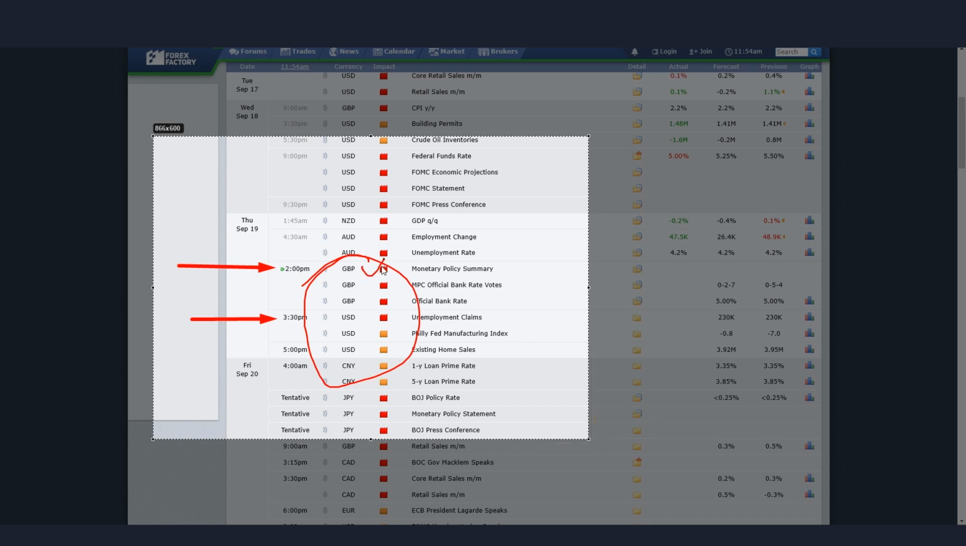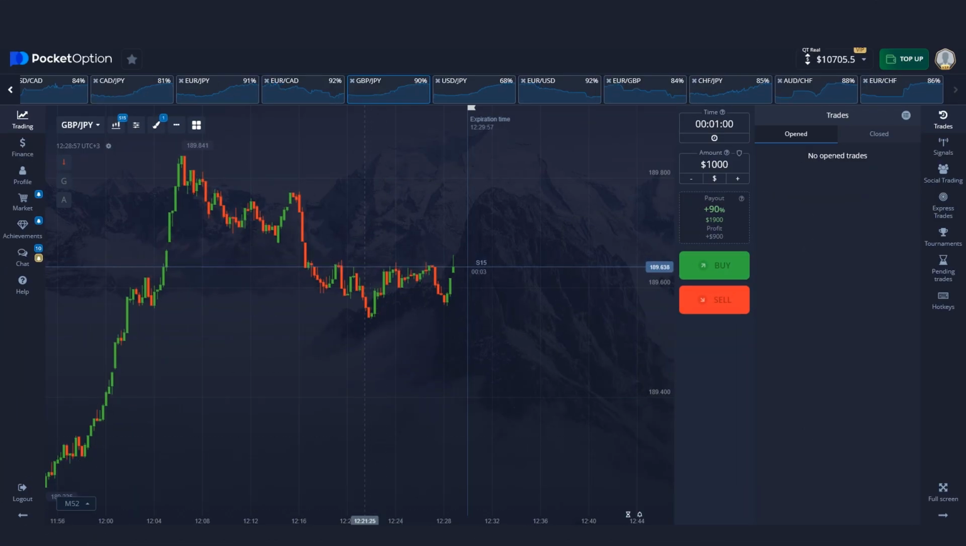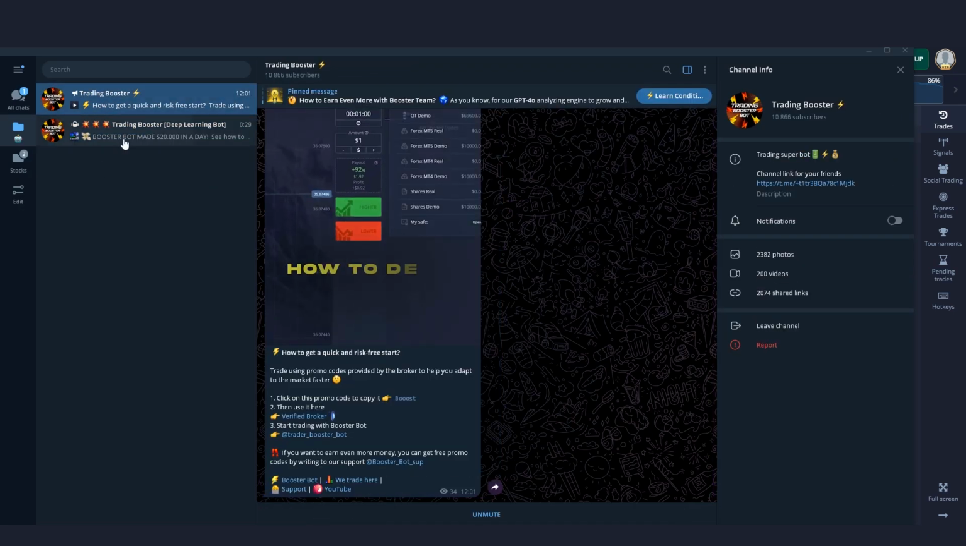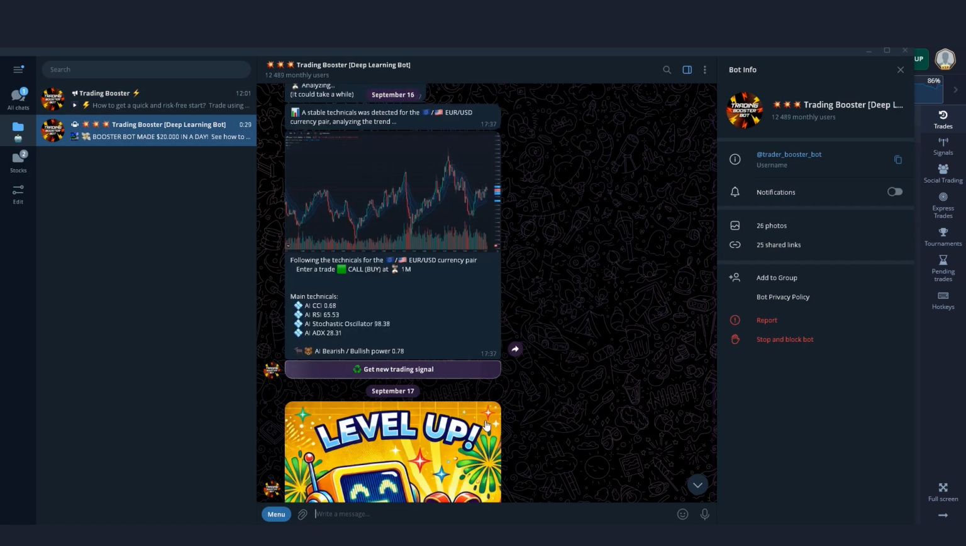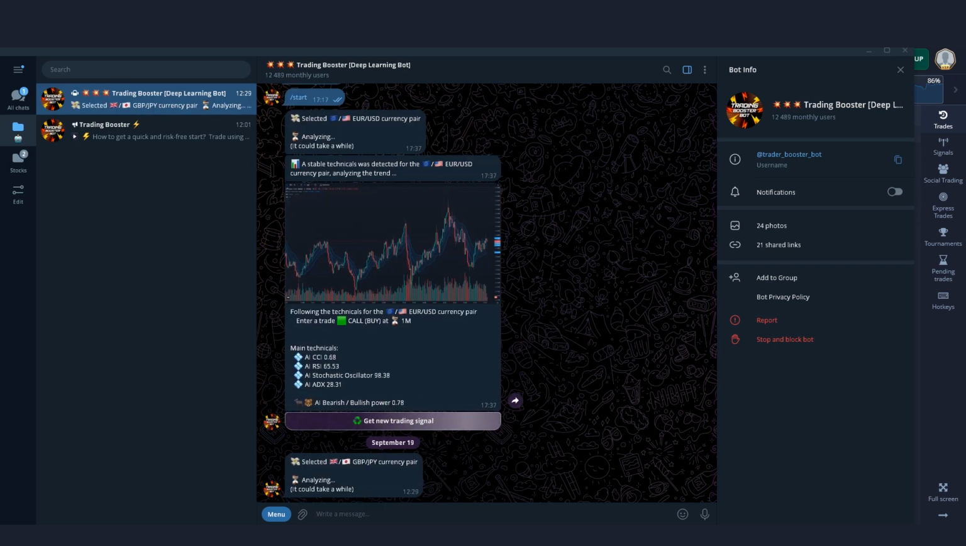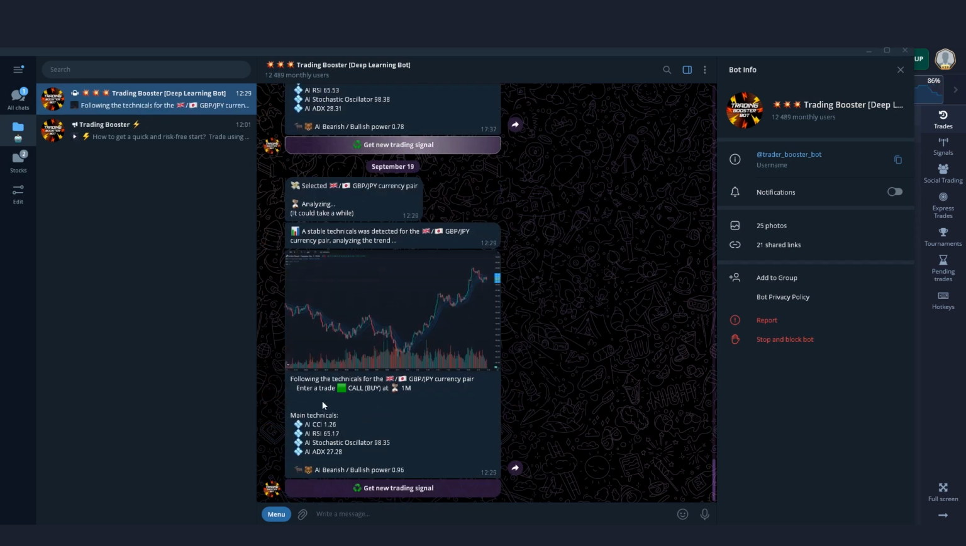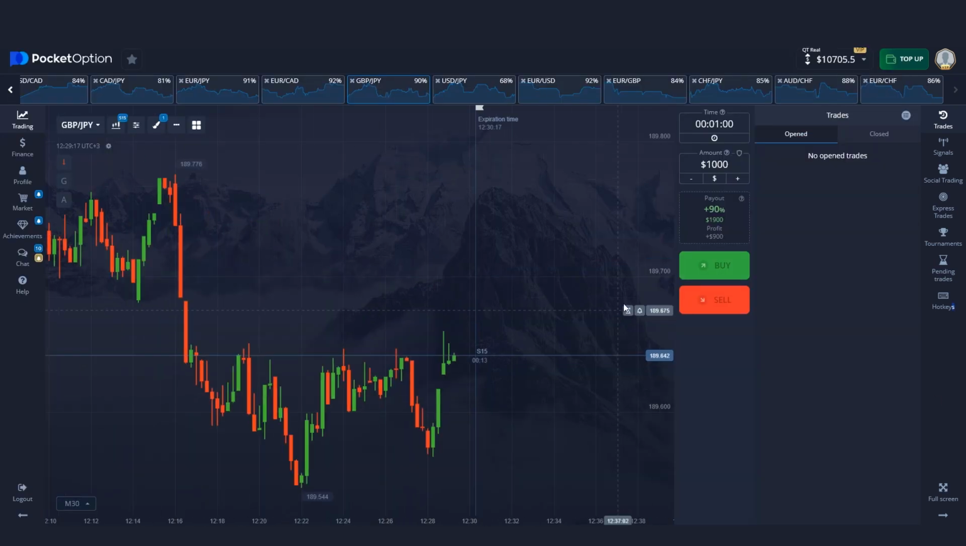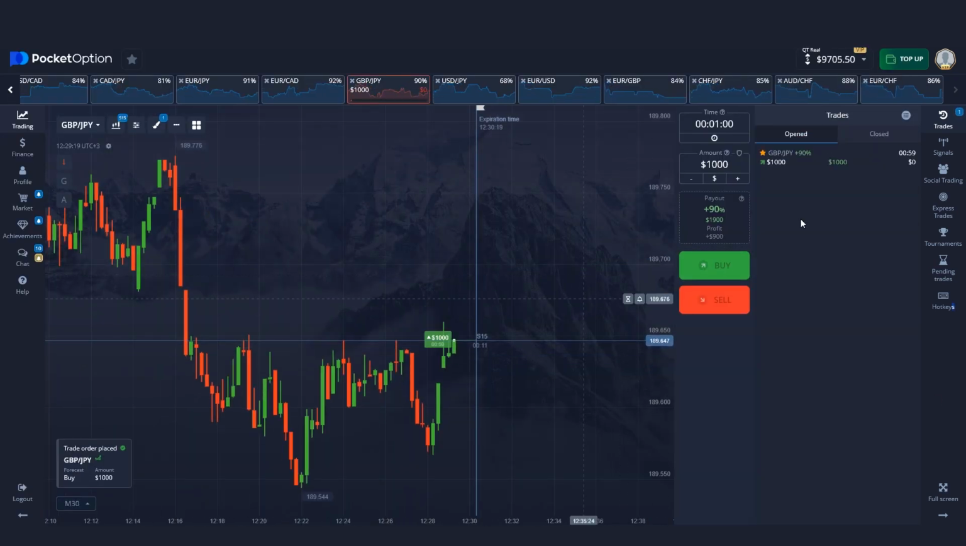All currency pairs that have the British pound and have the dollar are suitable for me. British pound, Japanese yen, I am satisfied with this currency pair, so I go to the Booster Bot. And I select that currency pair and I select a 1-minute trade time. I get a buy signal and I immediately open my buy trade.